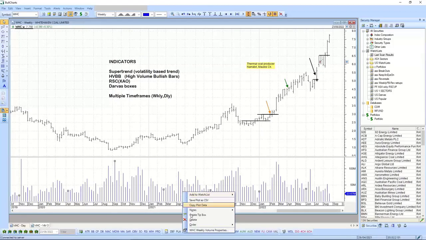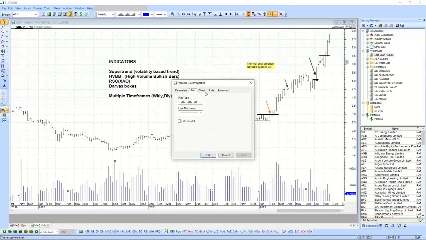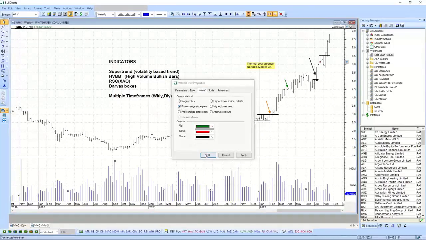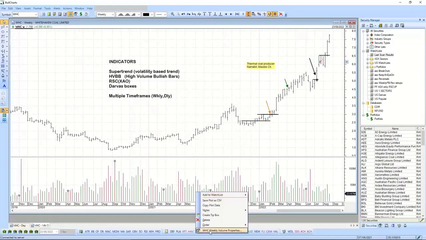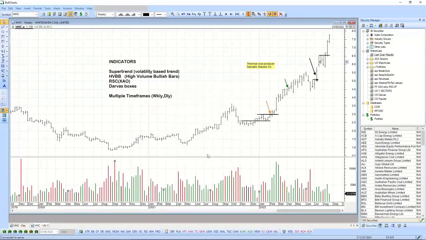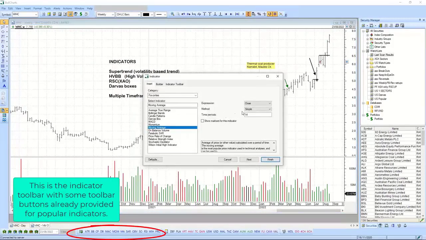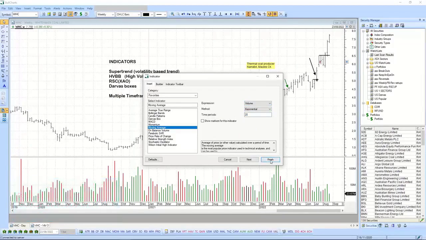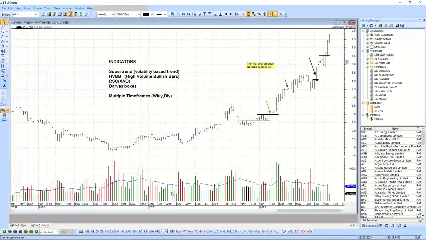Okay, I'm going to start down on the volume panel right from the start. I like to color my volume with up bars and down bars. I also like them a little bit thicker than that, so let's make them a little bit thicker. I like to put a moving average on my volume pane. We go to volume, exponential, 20-period moving average, and I can finish that. You can see it here.